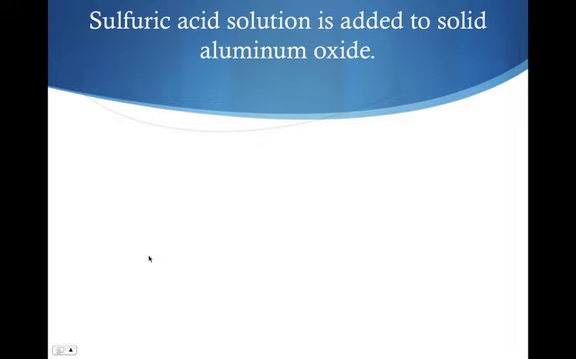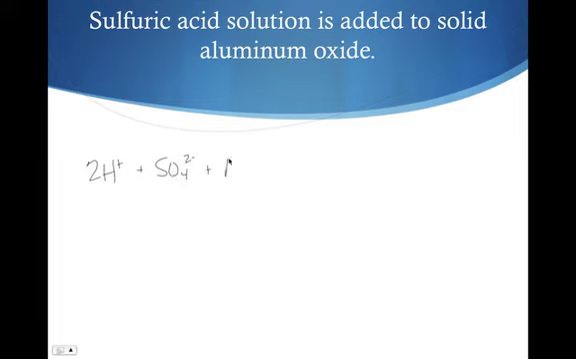Alright, two more examples for us to work out here. We have sulfuric acid solution is added to solid aluminum oxide. So sulfuric acid, since it's going to be reacting with the aluminum oxide, is going to completely ionize, which means you're going to have two hydrogen ions and a sulfate ion. If the sulfuric acid was just in a solution by itself, you would only write the ionization of the first hydrogen, but since we're actually reacting it with something else, you go ahead and completely ionize it.